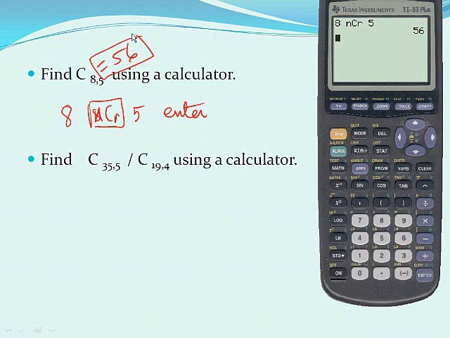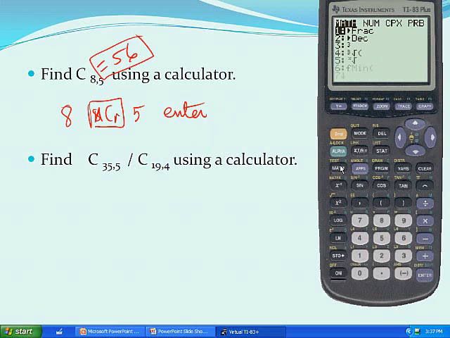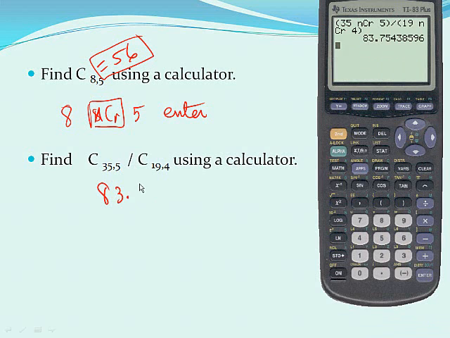For the second one, we need to divide 2 combinations. So I can again do 35. So this will be the numerator. Then divide that by combination 19, 4. So that will be 19 first. Math. 7544.